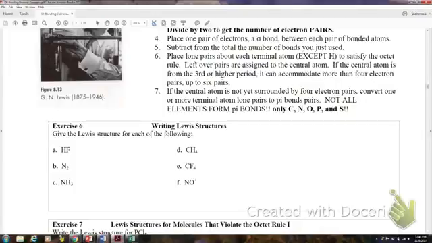Okay, so let's draw some structures. We are so off track today. Maybe I shouldn't record this one. Maybe I should start over. Okay, so let's draw some Lewis structures. I'm going to open up another page because I can't draw in this small of a space.